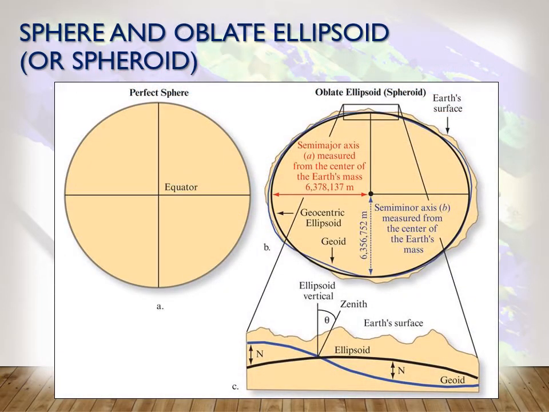Remember, we might think of the Earth as a perfect sphere, but actually the Earth is an ellipsoid, or sometimes it's considered a spheroid, where we actually have a longer distance from one side of the equator to the other compared to the South Pole to the North Pole. And an ellipsoid is a better representation, it's not perfect, but it's a better representation of the Earth's surface.